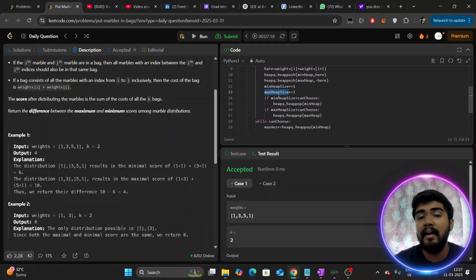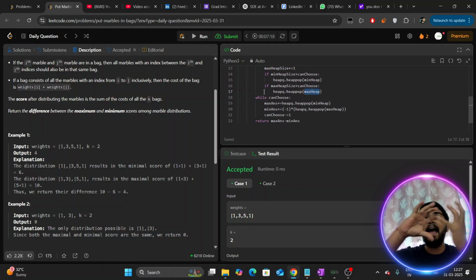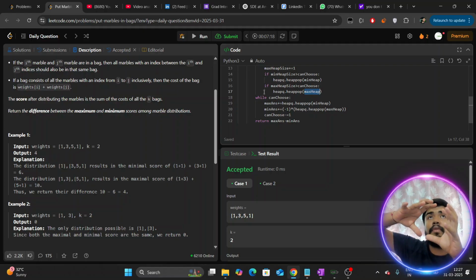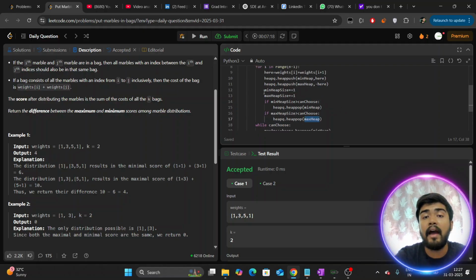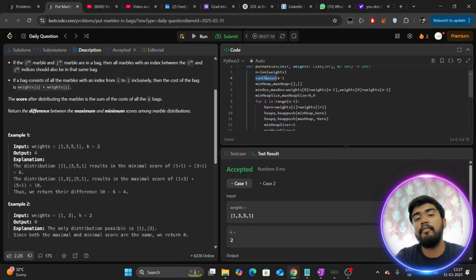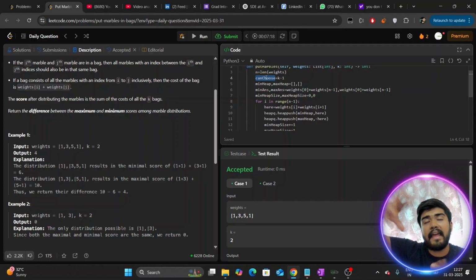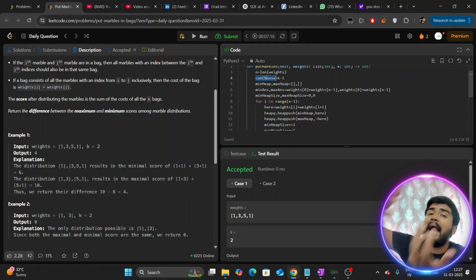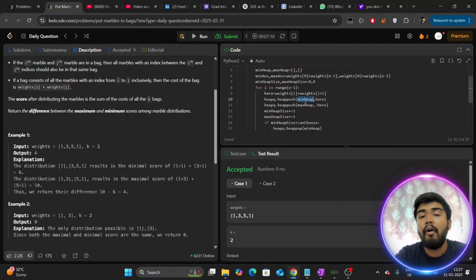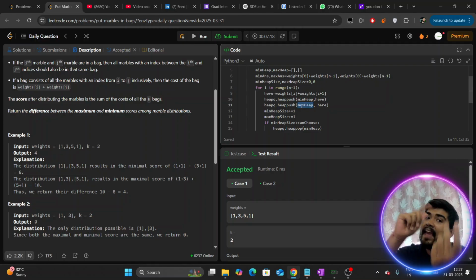Now if at any point my min heap size is more than can choose, we will do a heap pop from the min heap. Same thing, if at any point my max heap size is more than can choose, I will pop a value from my max heap. This way we have all the k elements, or more specifically, the can choose elements, which is nothing but our k minus 1 elements, stored. All the maximums are stored in our min heap, and all the minimums are stored in our max heap. But for the max heap we pushed negatives, so we will again take the negative of the negative so that we get the actual value.